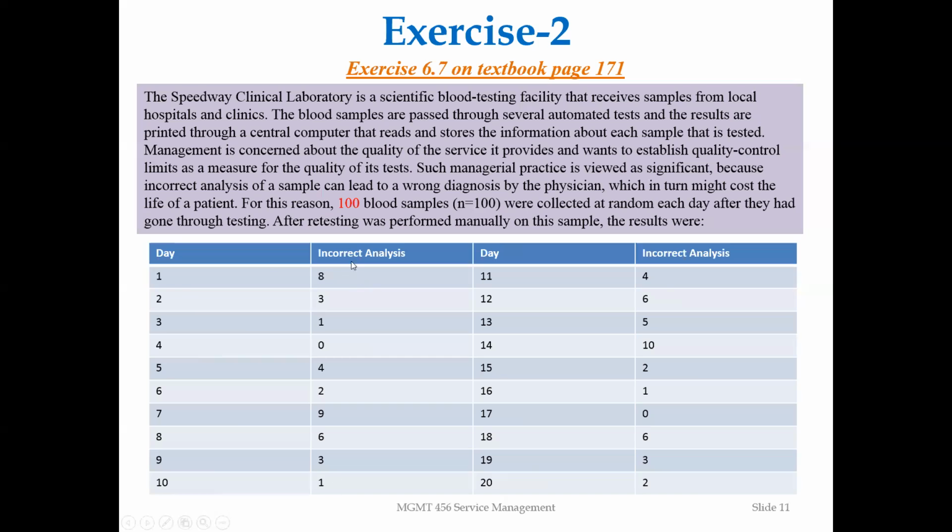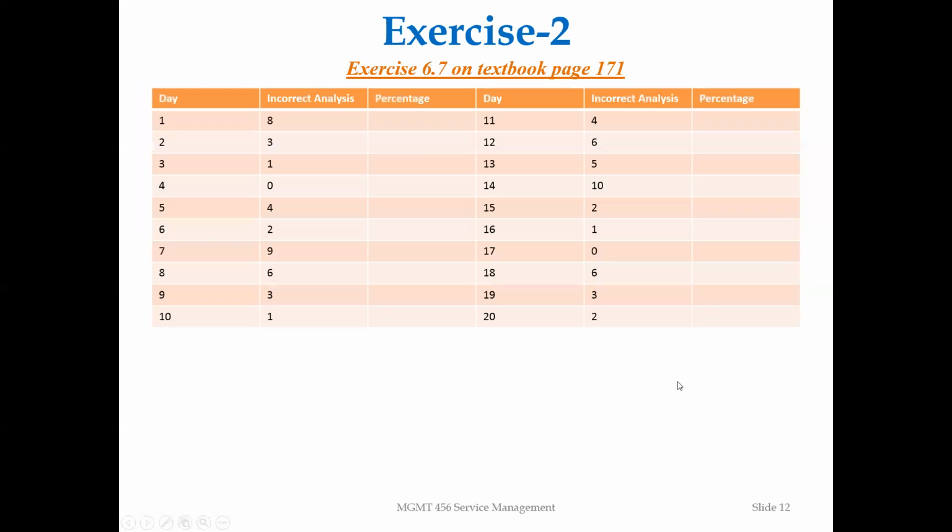So these numbers, this column and this column, show the number of incorrect analysis. This is given information. So based on this given information, now we need to construct a p-chart. Let's follow the steps. Step 1, calculate the percentage of incorrect forms for each sample. So we need to calculate the percentage for each sample.